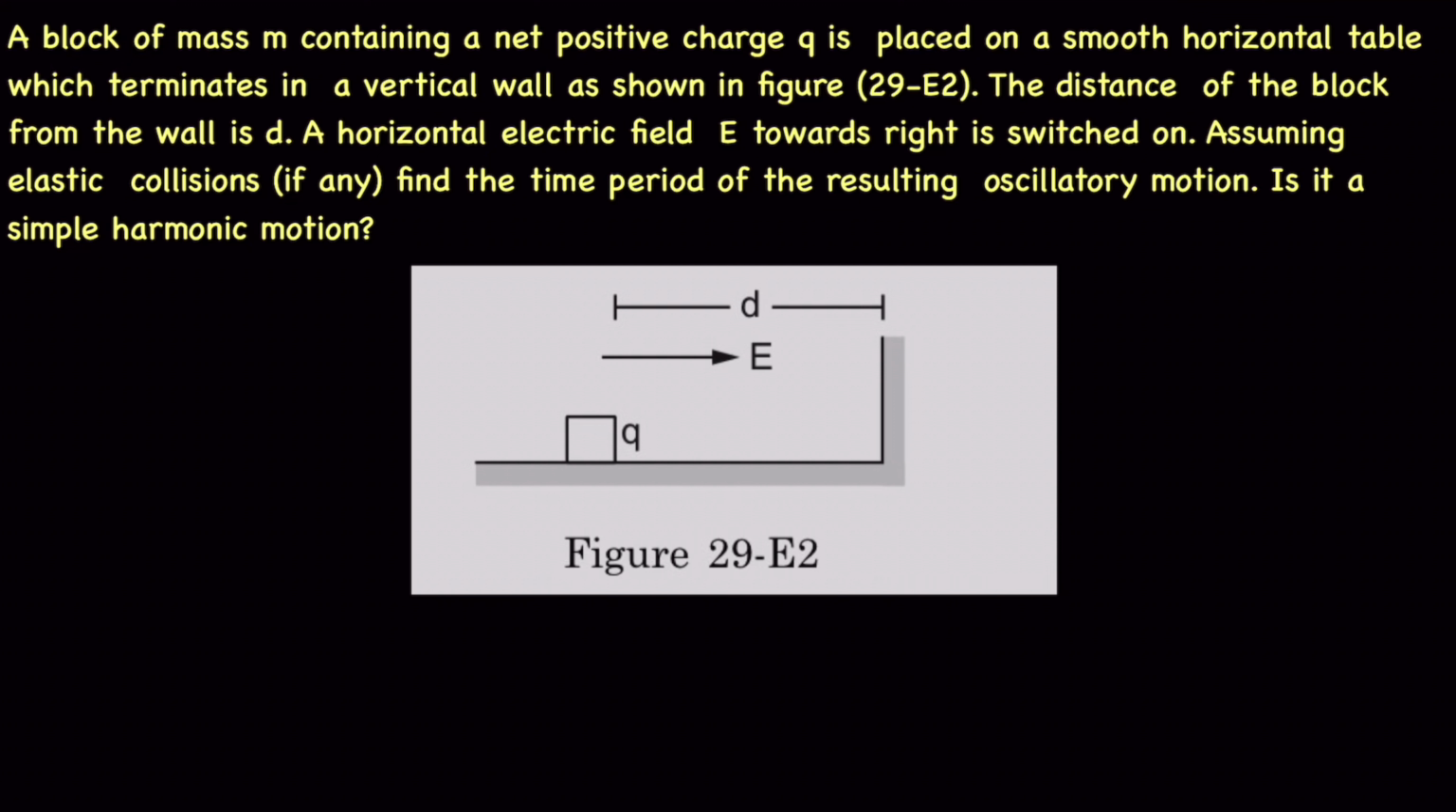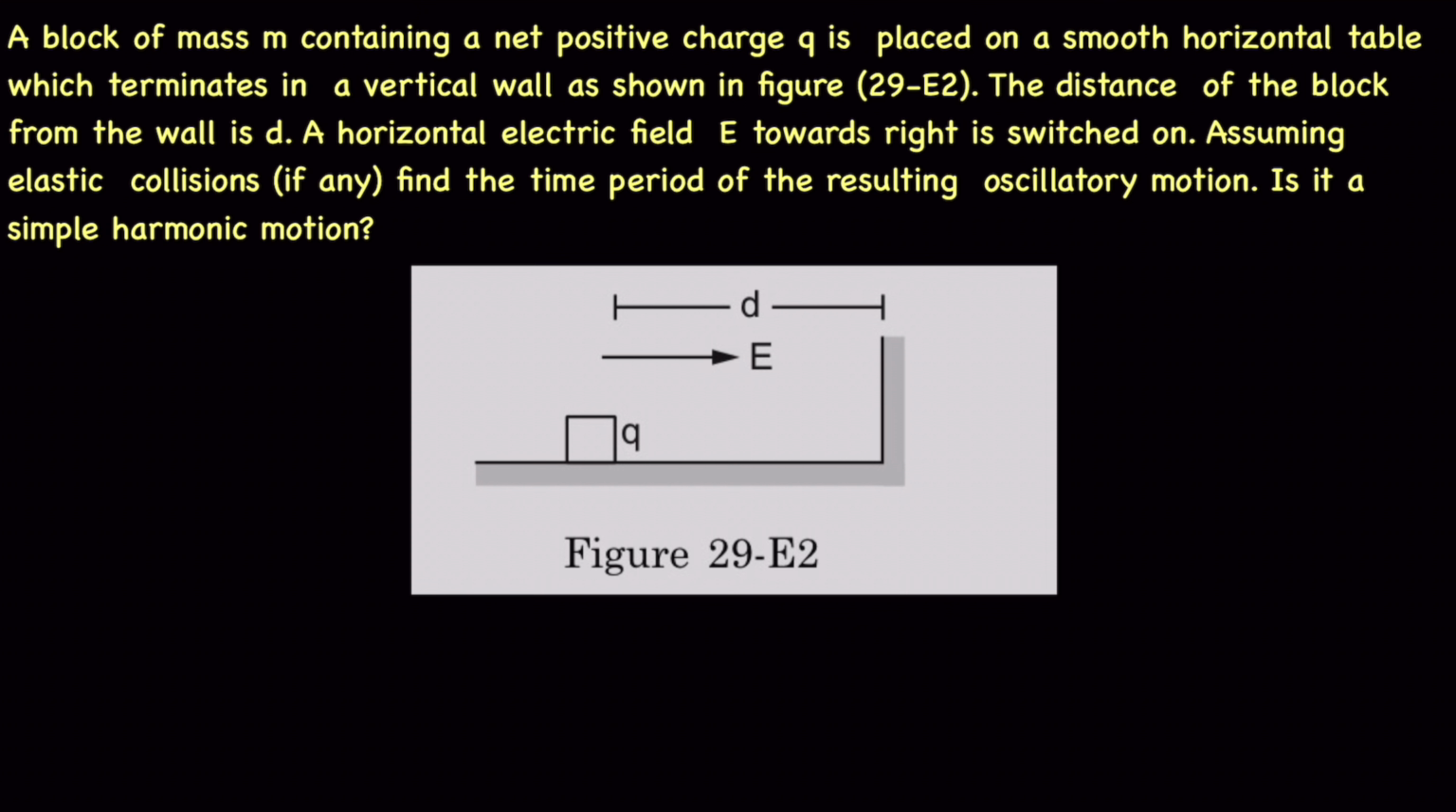In this question, a block of mass m containing a net positive charge q is placed on a smooth horizontal table which terminates in a vertical wall, as shown in the figure here. The distance of the block from the wall is small d. A horizontal electric field E acting towards the right is switched on. Assume an elastic collision. We have to find the time period of the resulting oscillatory motion and also check whether it is SHM or not.